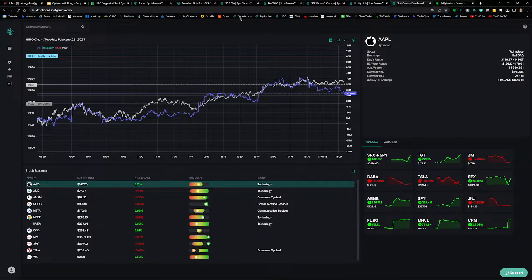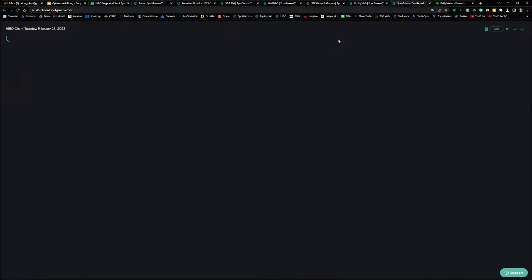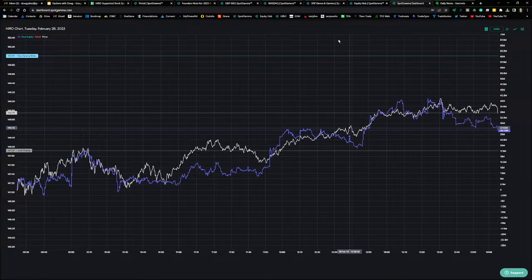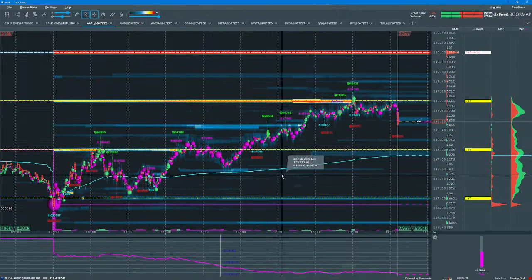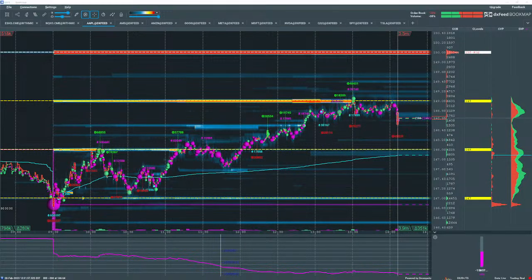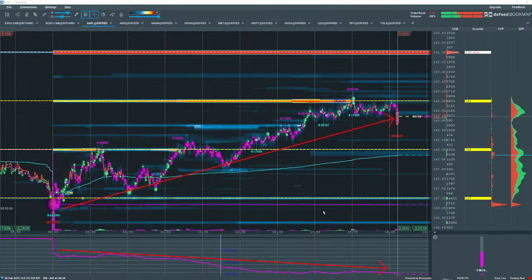Apple, strong correlation between options trades, hedging flow, and price action. Let's go back to Bookmap. Here's Apple. And there's a question from Permabear in Discord about CVD, and that's cumulative volume delta. And notice here, cumulative volume delta is decreasing, and price is going the other way.